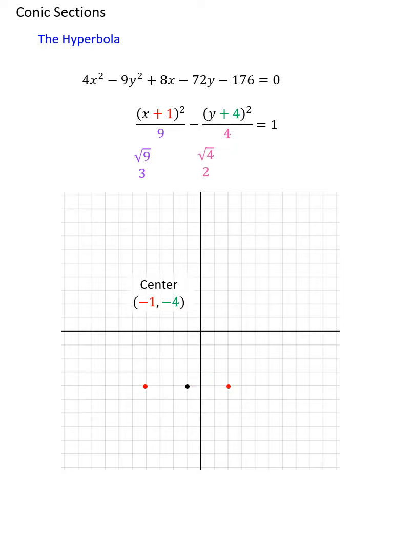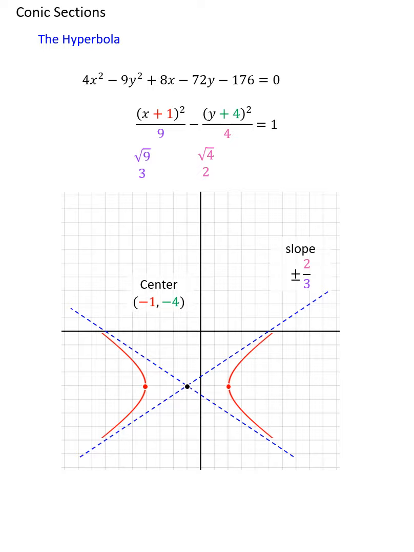Again, taking the radical of the next denominator, and the ratio of those radicals leads me to the slope of the asymptotes. You've seen all this before, earlier in this video. And ultimately, knowing the asymptotes, center, and vertices, I have a pretty decent idea where the hyperbola will be, and that's my graph.